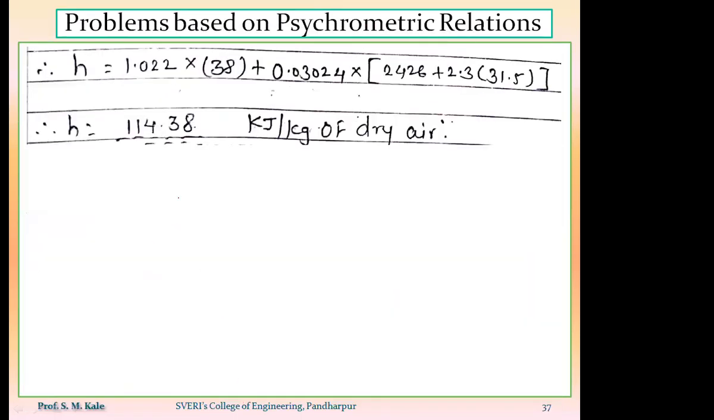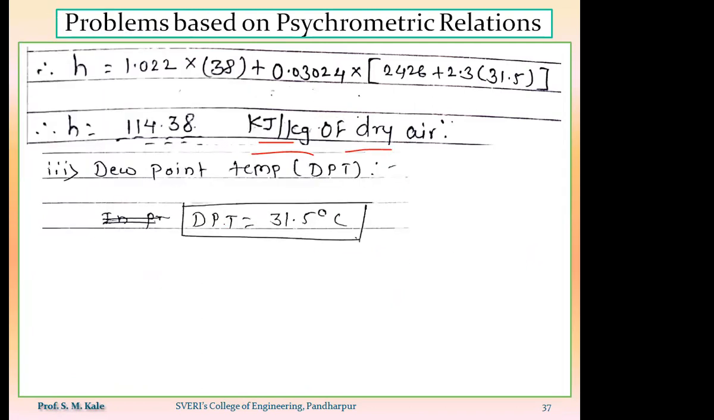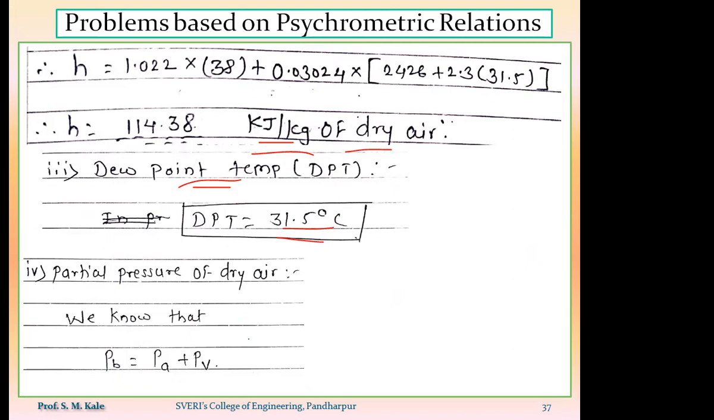So here I will get the value of H also. That value of H will be in terms of kilojoule per kg of dry air. After getting that, I have to find out the value of dew point temperature. Already I have calculated the value of dew point temperature. And lastly, I have to find out the value of partial pressure of dry air.